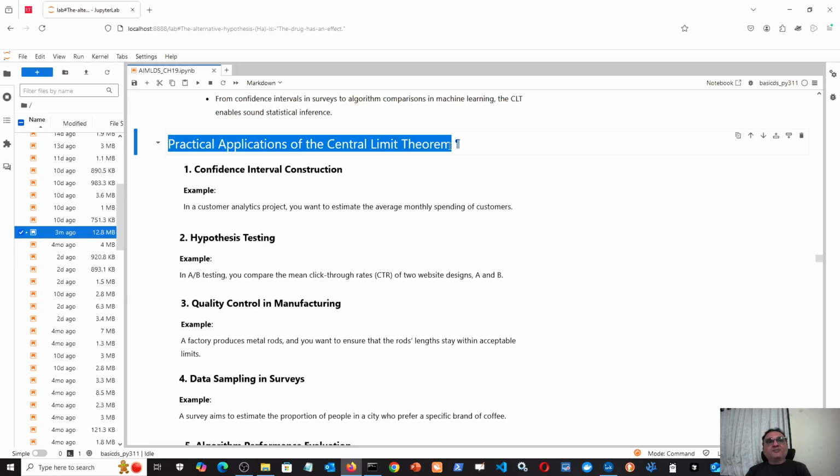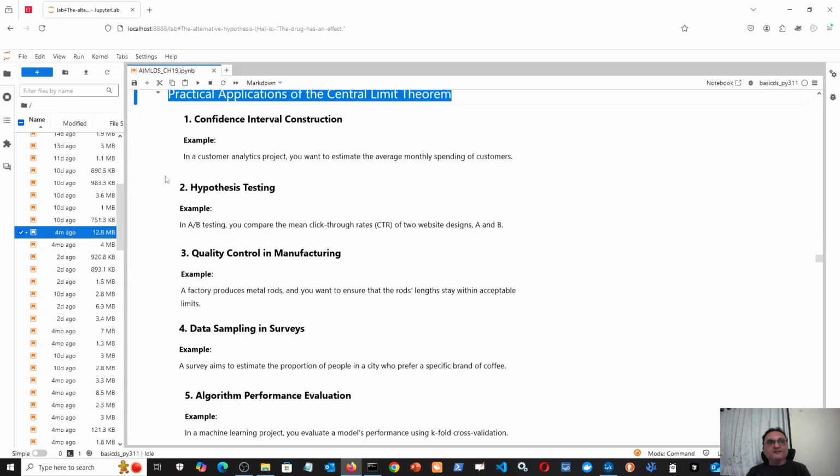Actually, we were doing practical applications of the central limit theorem. We did the first application, how the central limit theorem helps in confidence interval construction. Then the second application, how it helps in hypothesis testing. But this was a very lengthy discussion.